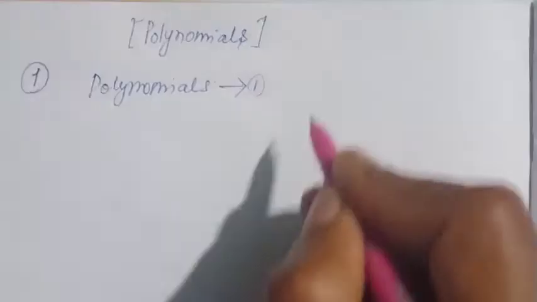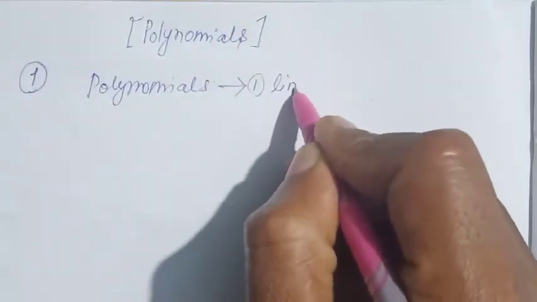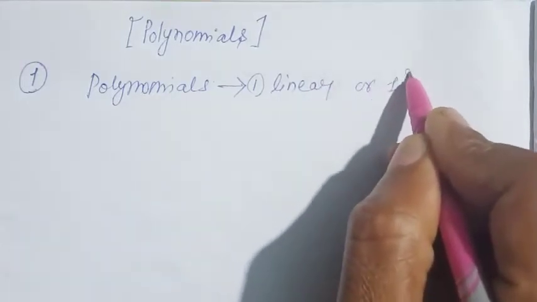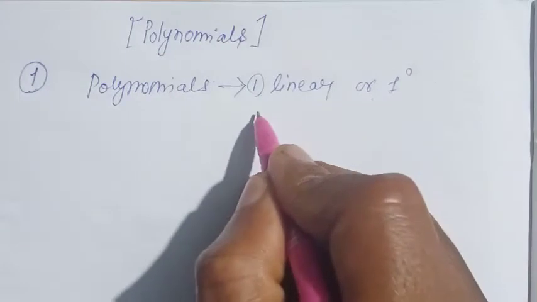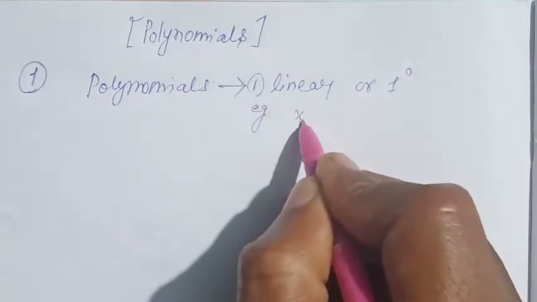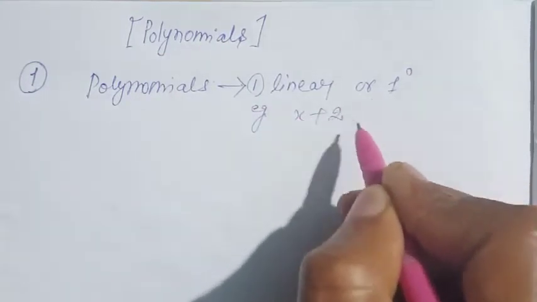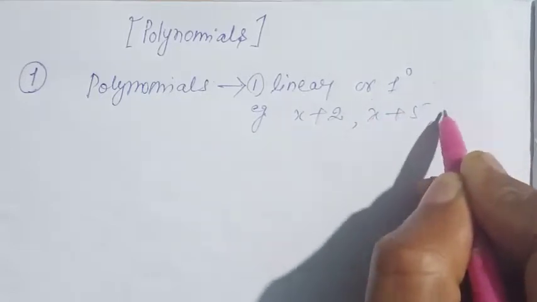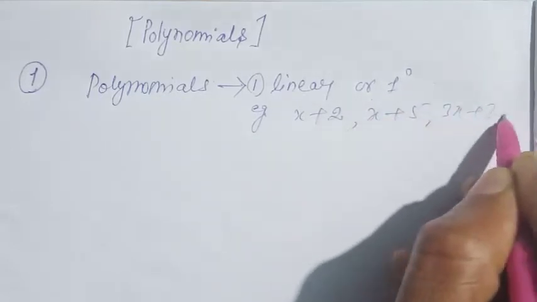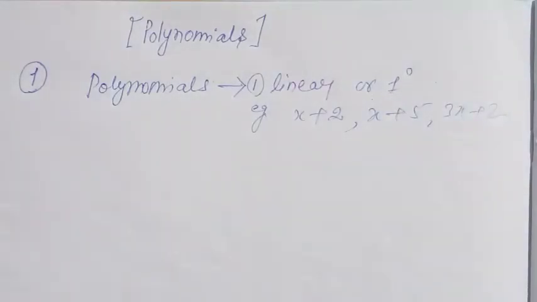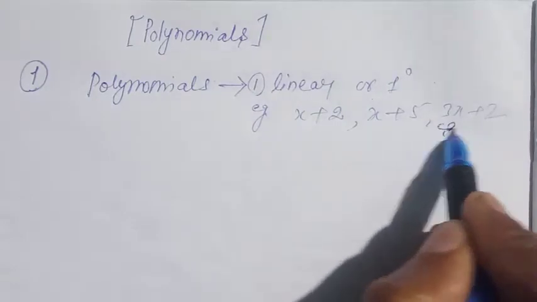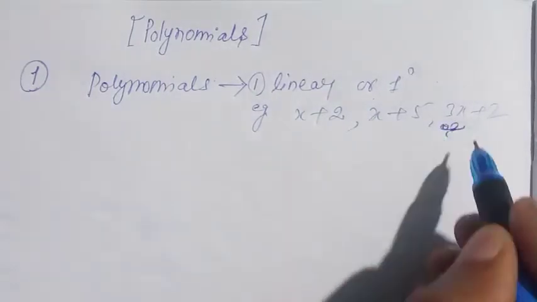Number one is linear, or we can say 1 degree. Example: x plus 2, x plus 5, 3x plus 2, etc.